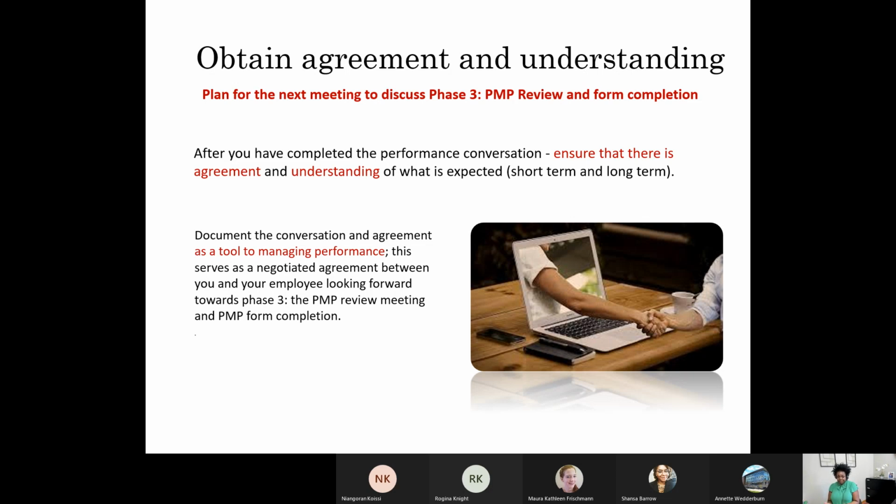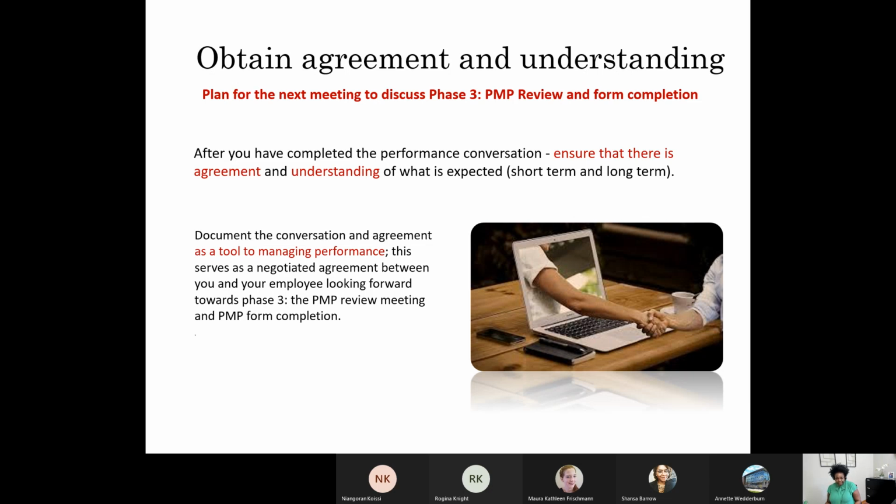Oftentimes supervisors come to us with nothing in writing, no documentation, no proof that there was a conversation where you asked the employee to do better in a certain area. And if you don't have that, our hands are tied. There's only so much we can do for you. So that's why we always ask supervisors to document your conversations with your staff. Okay.